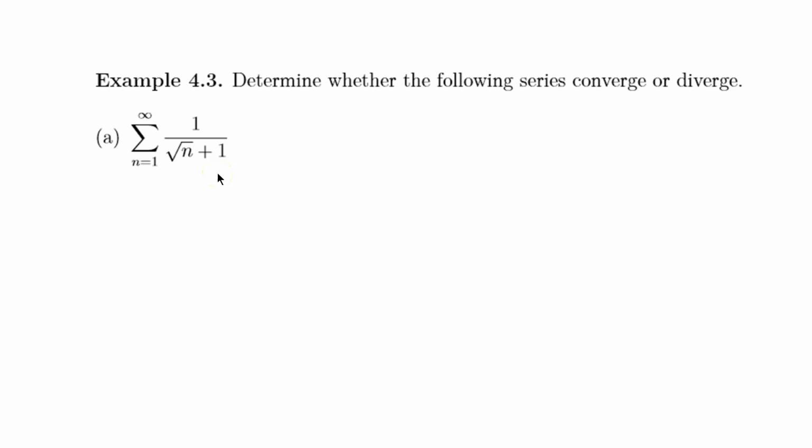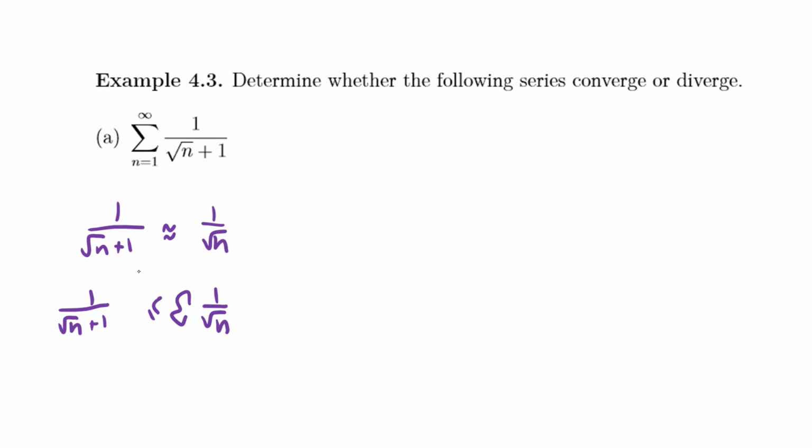In the last example, we saw this series of 1 over the square root of n plus 1, and we thought that its value should be pretty close to the value of 1 over square root of n. However, if we try to use the comparison test, 1 over square root of n is bigger than or equal to 1 over the square root of n plus 1, so this one is going to be bigger than that one. However, because my right hand side diverges, we can't really conclude anything about whether or not my left hand side converges or diverges.